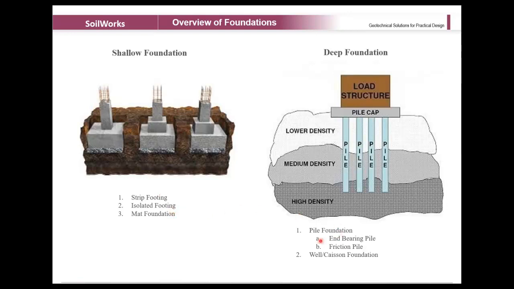And in terms of deep foundations, we have pile foundations or well or caisson foundations. In pile foundations, we have end bearing piles and friction piles. Whenever we have a very low density layer of soil at the ground surface, we need to bypass that, so we cannot use a shallow foundation there. That's why we need to go for a deep foundation.